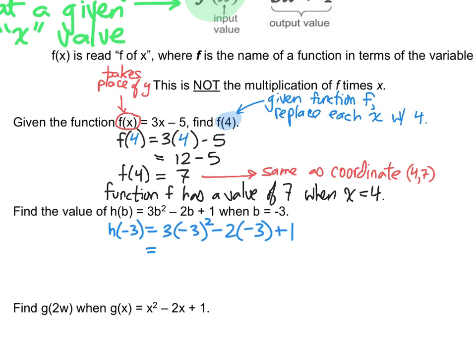It just doesn't want to calculate. There it is. I don't want the floating one. No, we don't need that. All right, so all I have to do is type it in the way I see it, just the right-hand side. So 3 times -3 squared minus 2 times -3 plus 1, 34.